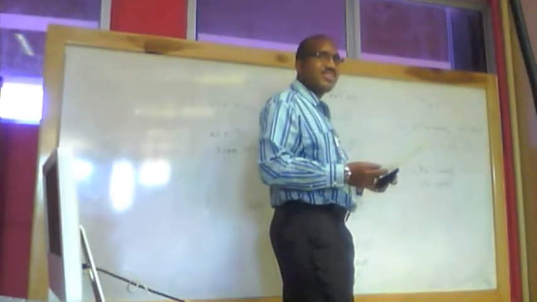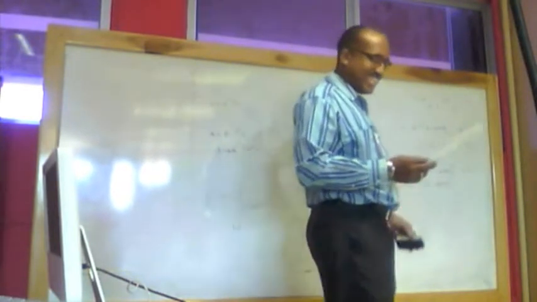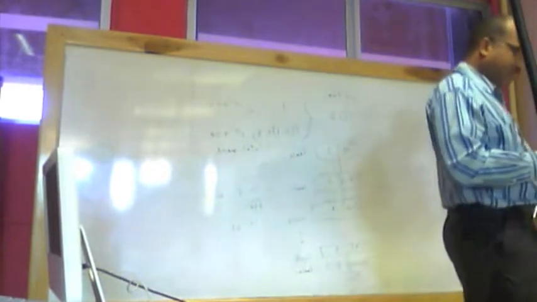I made a typing error here, so instead of n, it's n minus 1, right? 2 to the n minus 1.